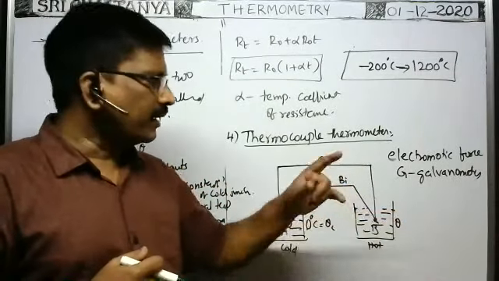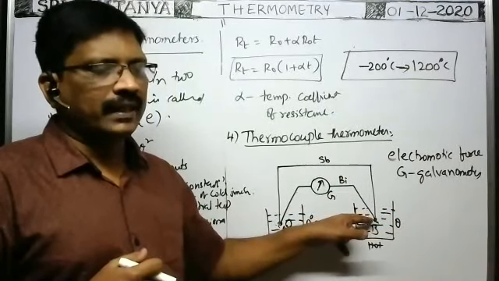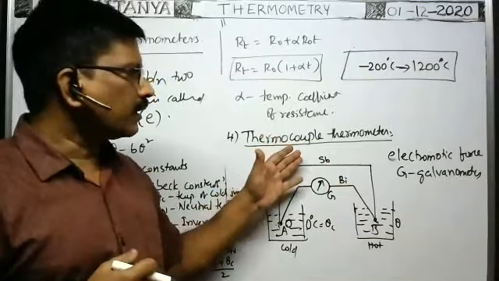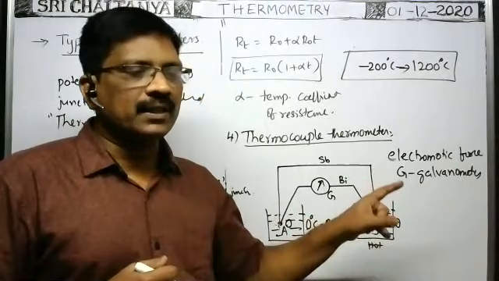Whatever the temperature of the animal body, that is reached and is equal to the temperature of this hot junction. Then by means of this thermocouple thermometer, with the help of this formula, we can measure the temperature of this junction, that is equal to the temperature of the animal.